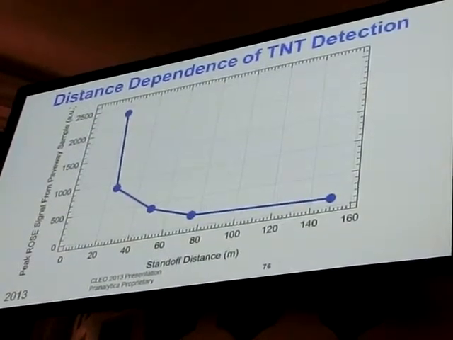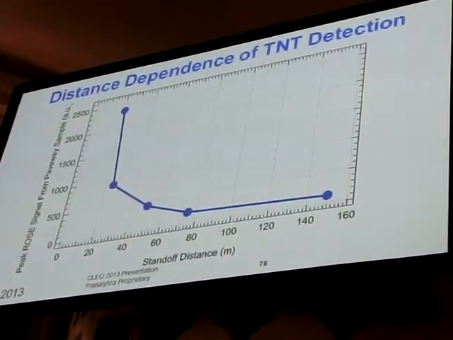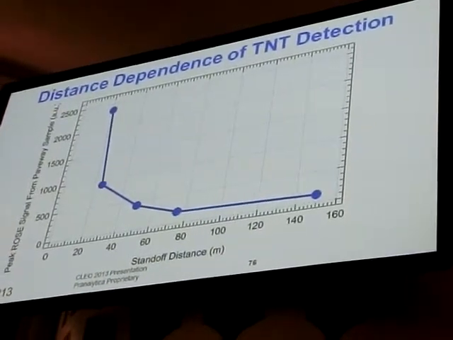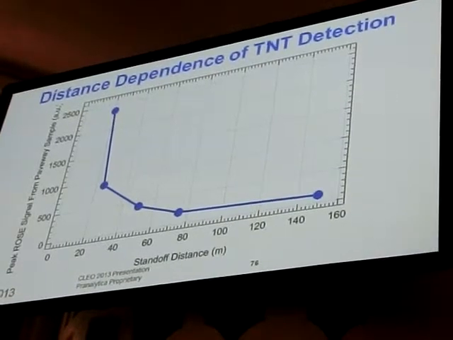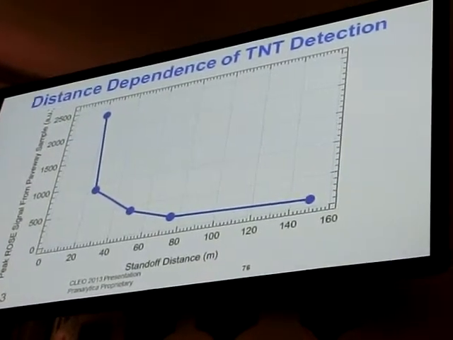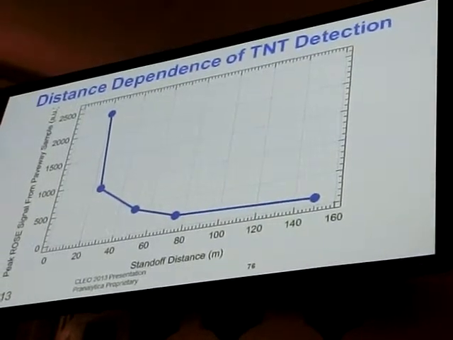And the next slide shows you how the detection capability varies with distance. It should go as distance squared, which is what you see. And what we see here is that even at a distance of 150 meters, we got a substantial amount of signal left, a fairly good signal to noise ratio.